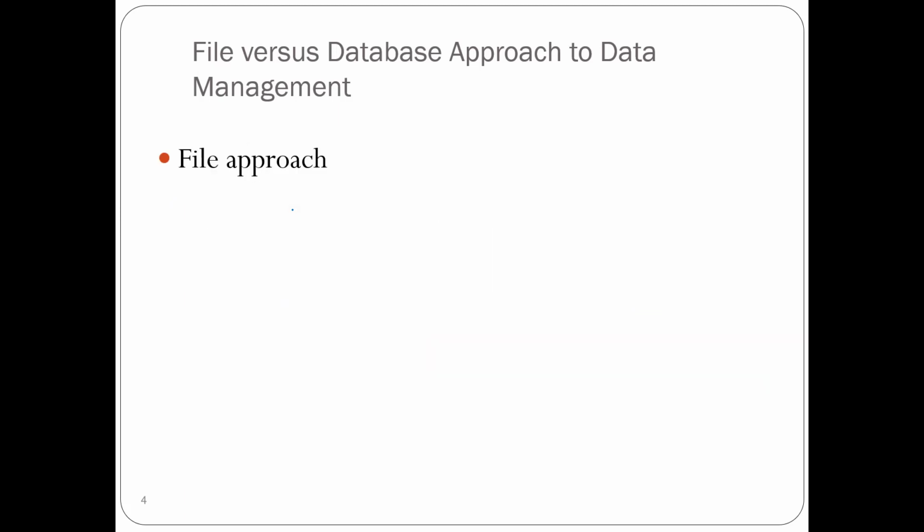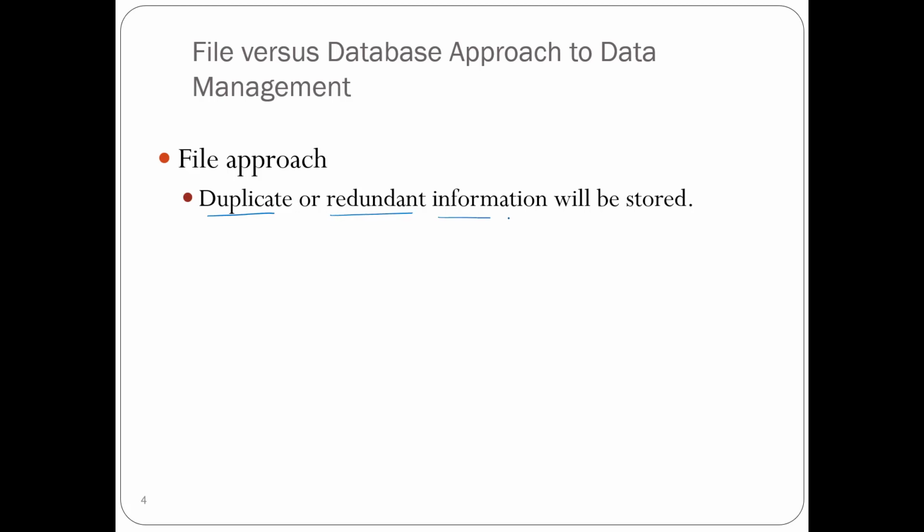And here we go. The file approach. As we have just seen in this picture, the file approach will have duplicate or redundant information. It will be stored in different files, and it all depends on how many applications we have. In the previous picture, there were three applications and each application needed one file, so we had three files.